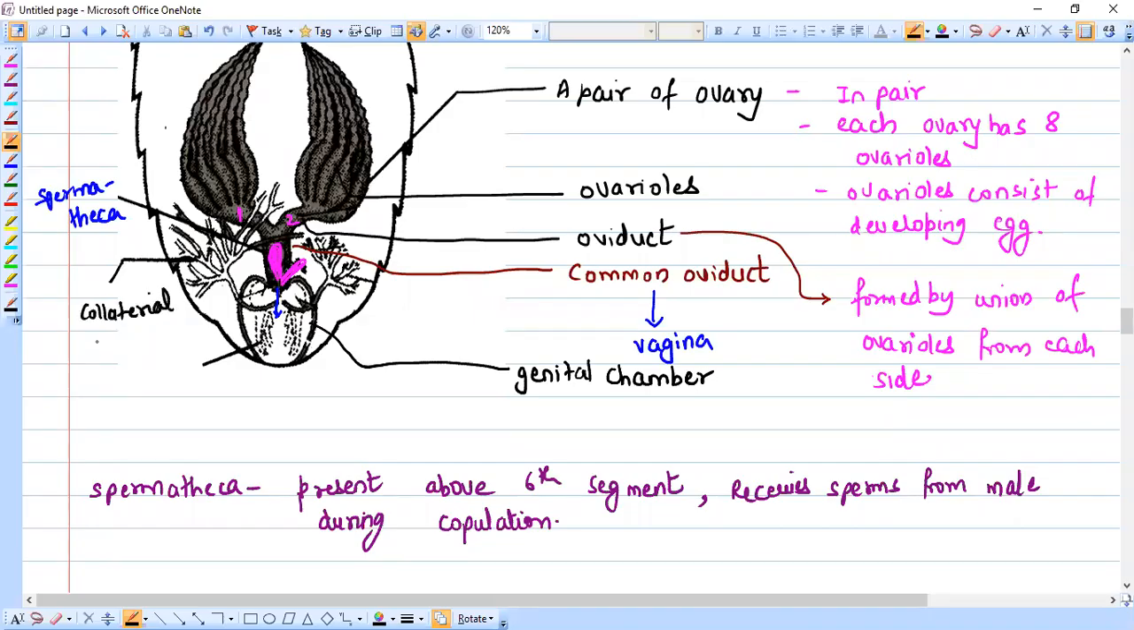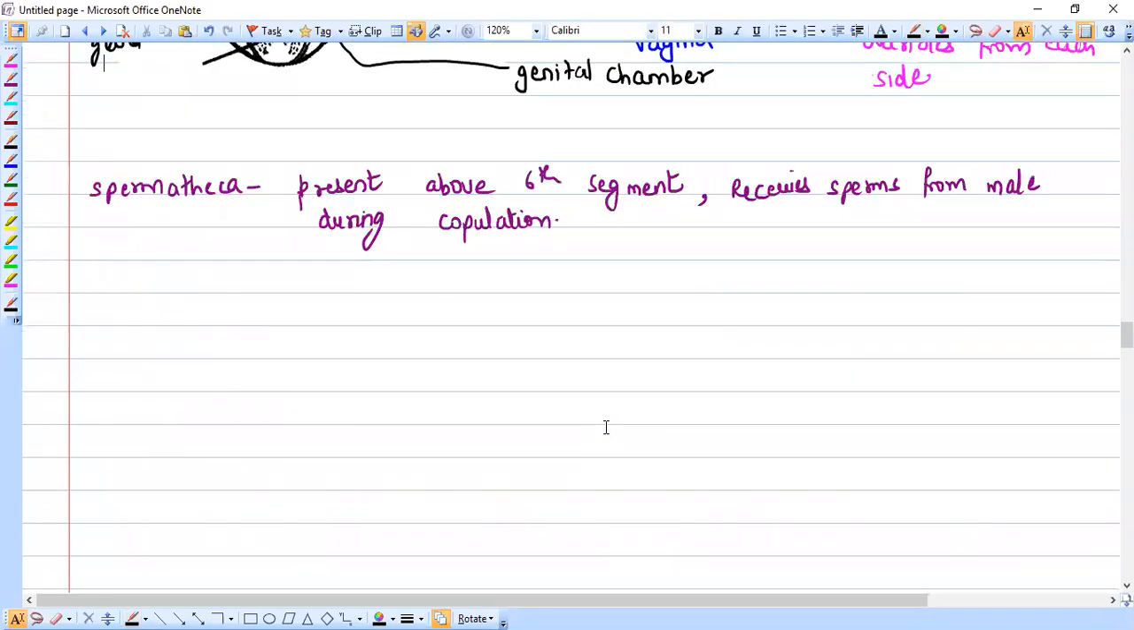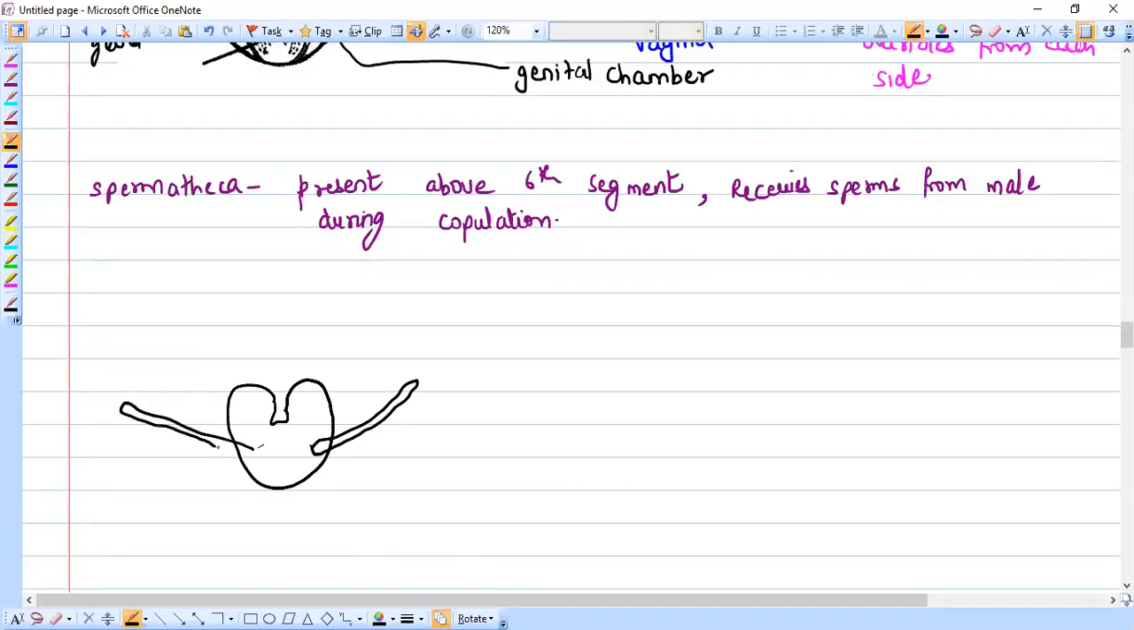These are called collateral glands. Now the most important part: this collateral gland appears like a tree. So if I draw it separately so that you can understand very nicely, I draw this as the genital chamber, and from here will arise this collateral gland. The collateral gland shows lots of branching like this. These are all branching that we see.